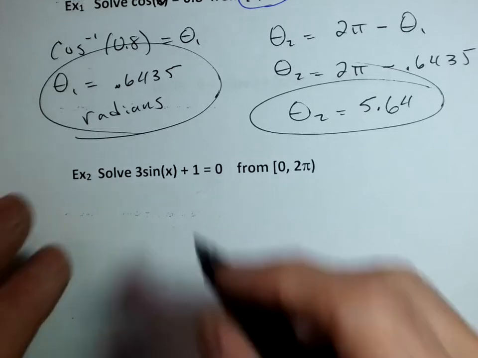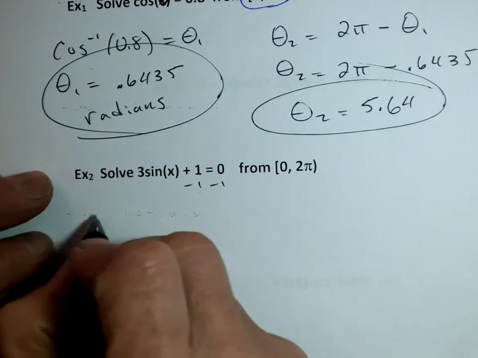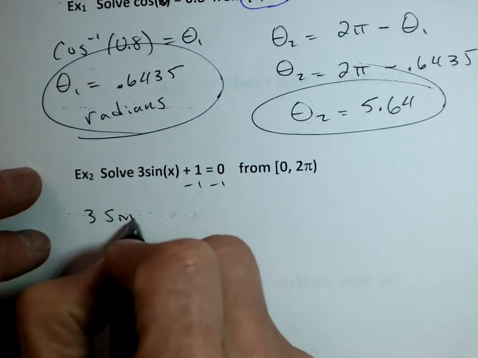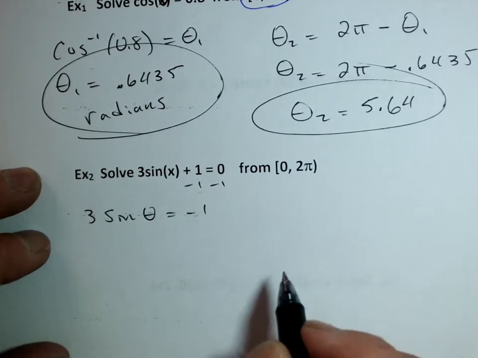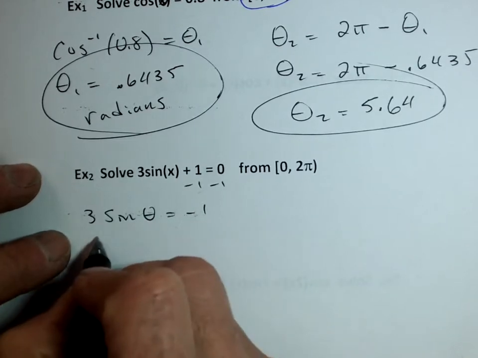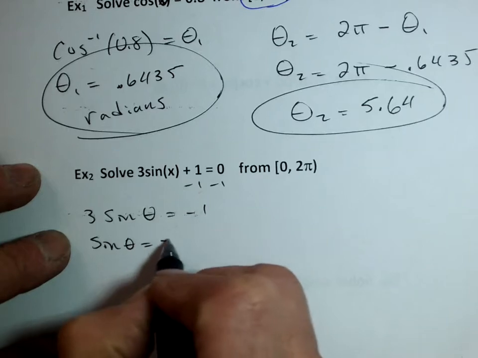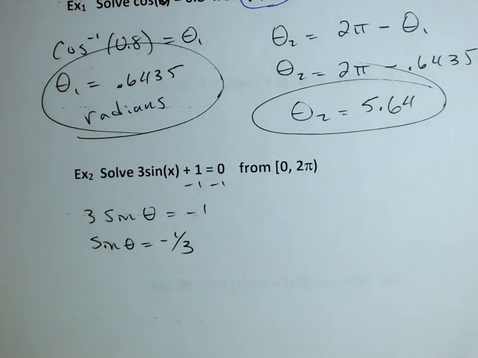Okay, now, number 2. Let's solve. Let's go minus 1, minus 1. Got 3 sine theta equals negative 1. Divide by 3, sine theta is equal to negative 1/3. Okay, so is that on the unit circle? No. So we're going to have to use our chart.